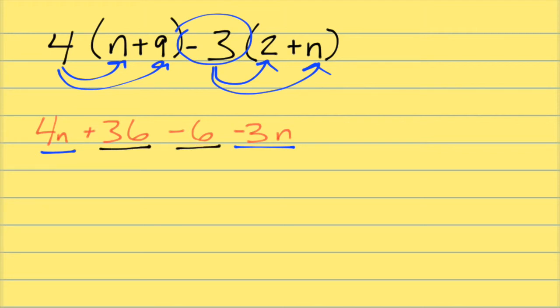When I add the n's up, I get a total of just one n, but I'm going to write n, because having an n there tells me that I have one of them. I don't need to write a 1. And when I combine the 36 and the -6, I get 30. There's my answer.